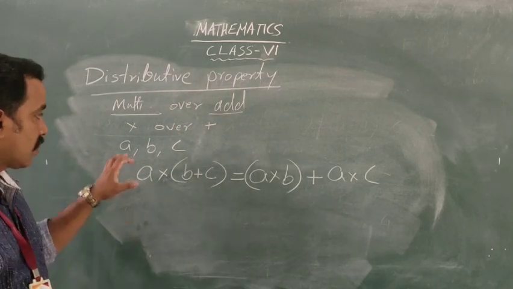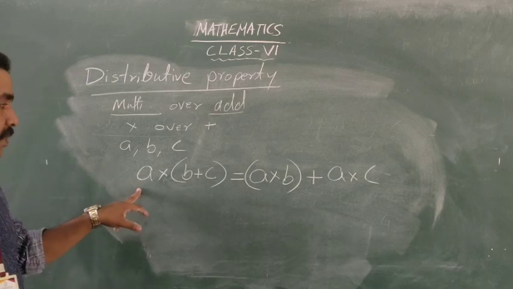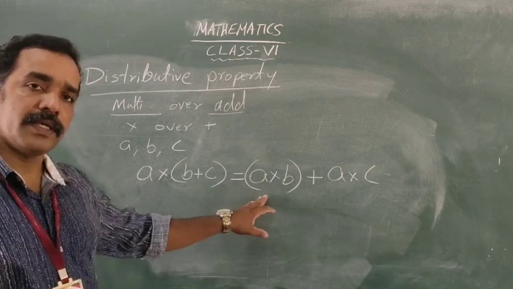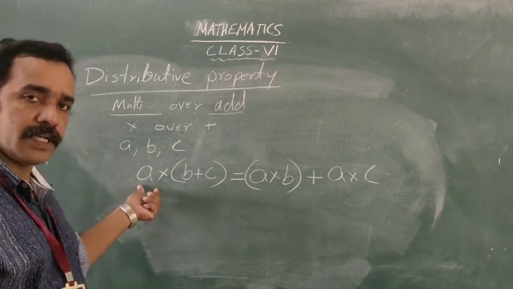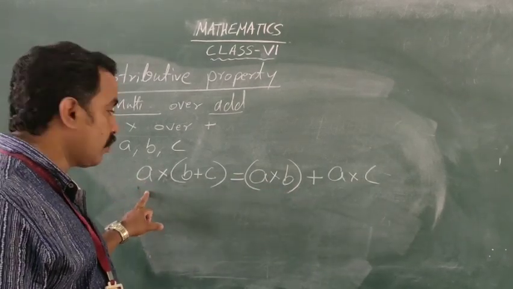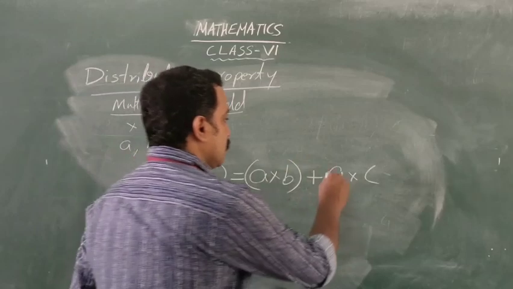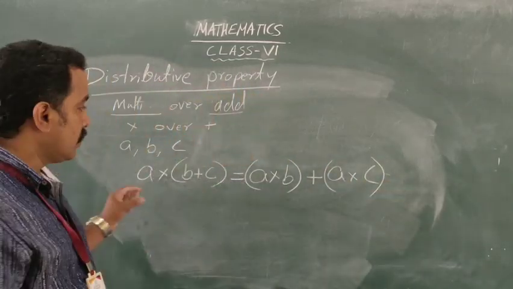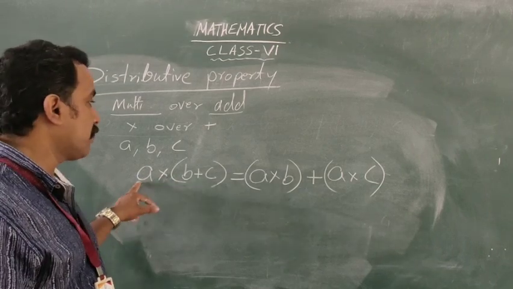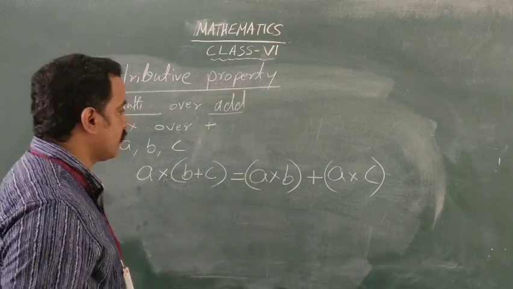So when you are considering three whole numbers A, B and C, the product of the first number with the sum of the next two numbers will be the same as the product of the first number and second number, and the product of the first number and third number, and those products we are adding. Maybe you are getting confused. I will explain once more.